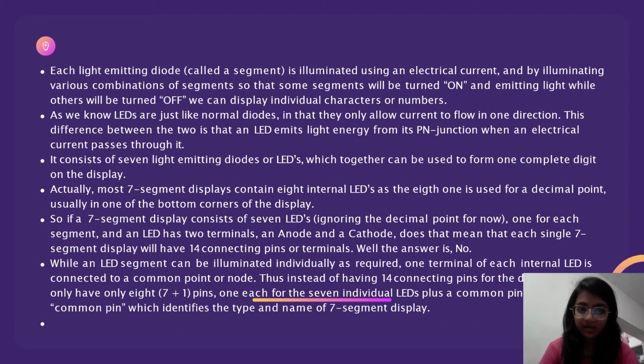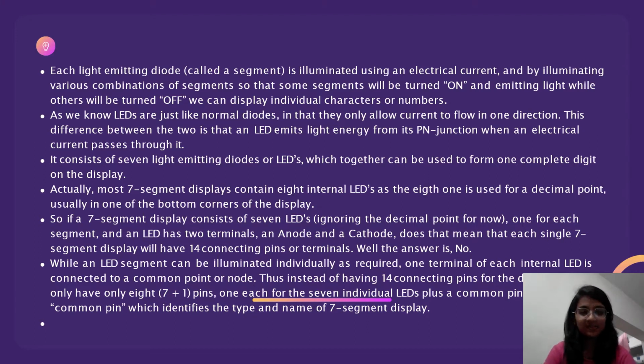Each light emitting diode, that is LED, which is called a segment, is illuminated using an electric current, and by using its various combinations we can display individual characters or the numbers. So it consists of the 7 LEDs which together can be used to form one complete digit on the display. Actually, most of the 7-segment display has 8 internal LEDs, and the 8th one is used as a decimal point, which is usually in one of the bottom corners of the displays.